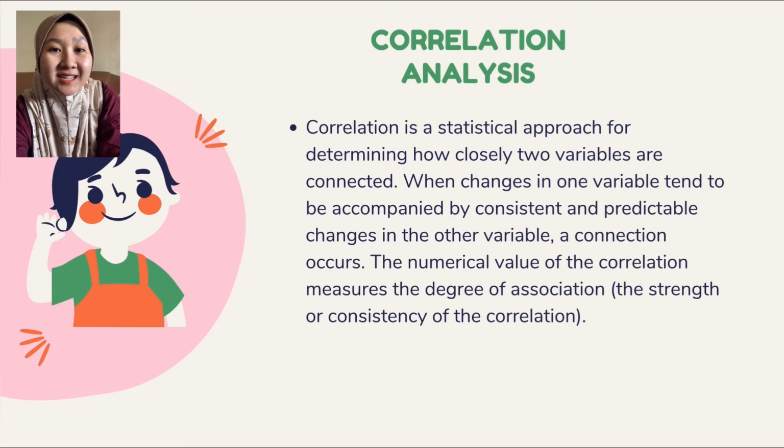Correlation is a statistical approach for determining how closely two variables are connected. When a change in one variable tends to be accompanied by a consistent and predictable change in the other variable, a connection occurs. The numerical value of the correlation measures the degree of association, the strength or consistency of the correlation.